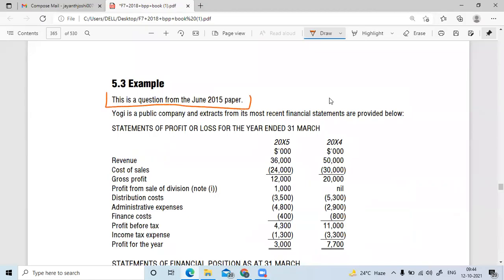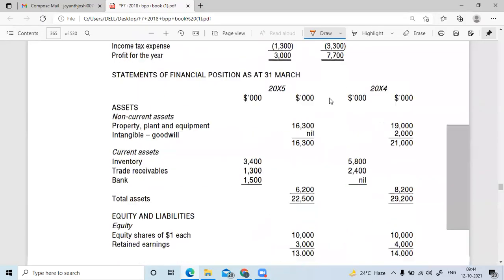This question was given in the June 2015 paper. We will discuss this question tomorrow completely.